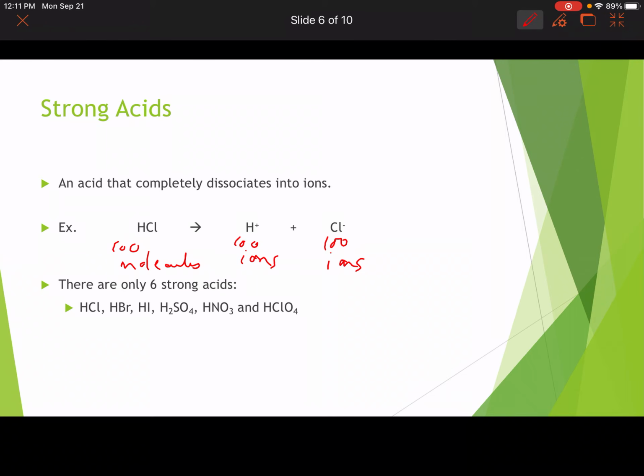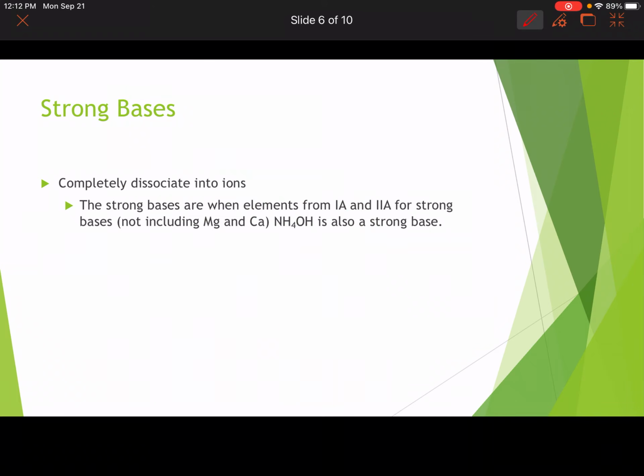Now, there are only 6 strong acids. You do need to memorize these. We've got hydrochloric acid, hydrobromic acid, hydroiodic acid, which I like saying. I feel like it's got a nice ring to it. It sounds good. Then we've got sulfuric acid, nitric acid, and then this one is called perchloric, so that's perchloric acid. Make sure you memorize those.